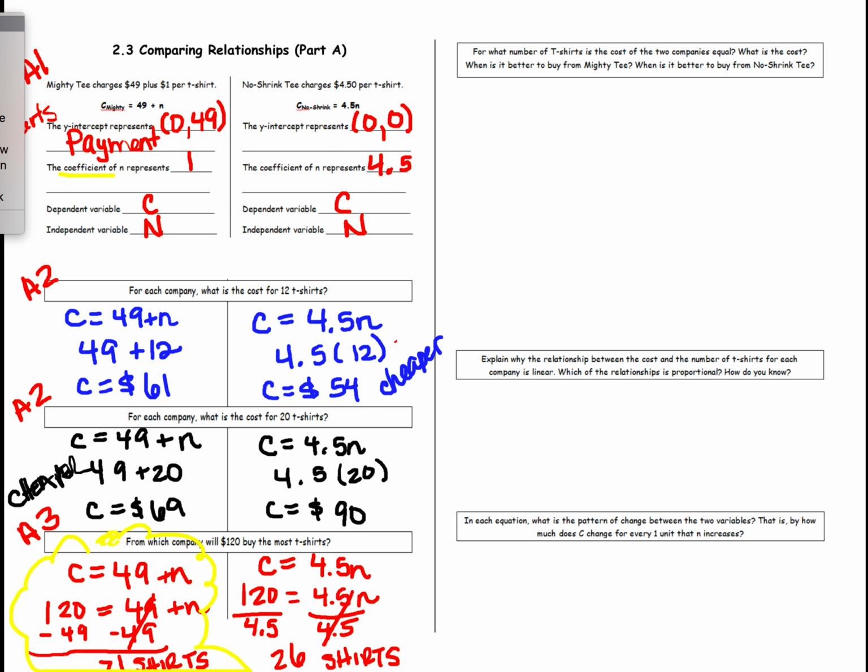So if you notice, as the amount of t-shirts increases, this company here, Mighty T, actually gets cheaper. The number of t-shirts that increase over here, the price goes up and gets a lot more expensive. Okay, so at some point they collided and we'll have to figure that out. All right, let's move on to part B.